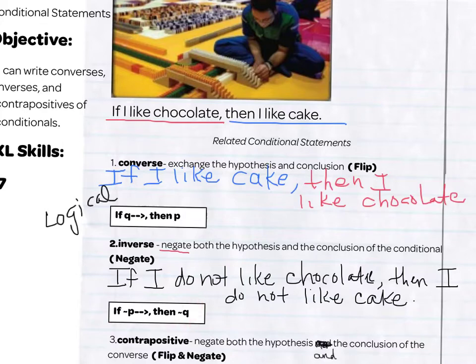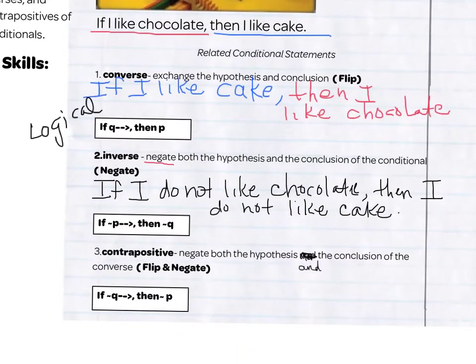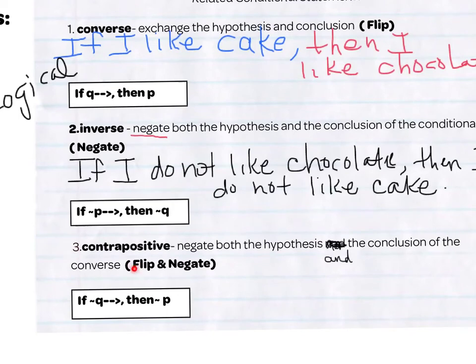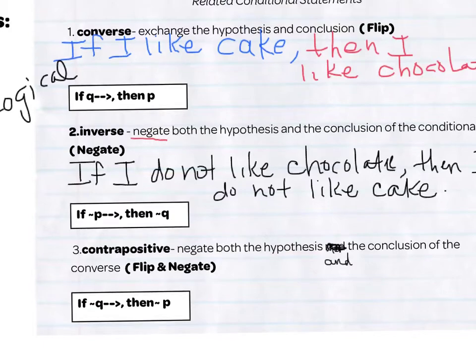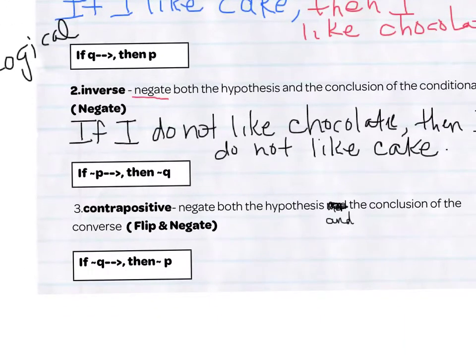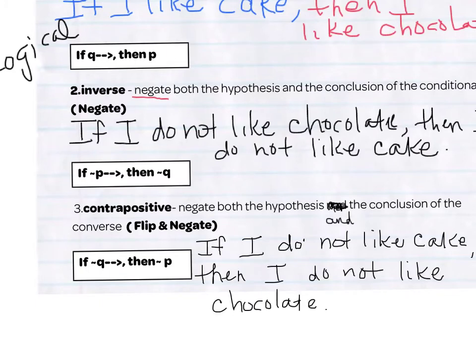So now let's look at the contrapositive, which is our final related conditional statement. And the contrapositive is actually my favorite because you do two things. You negate the hypothesis and the conclusion of the converse. Basically, you take your original statement, if I like chocolate, then I like cake, and you flip it and you negate. That's why we have the shorthand: flip and negate. So let's try it. It says, if I do not like cake, then I do not like chocolate.